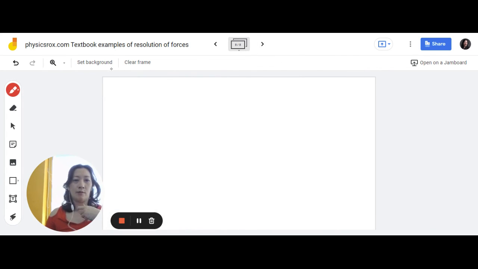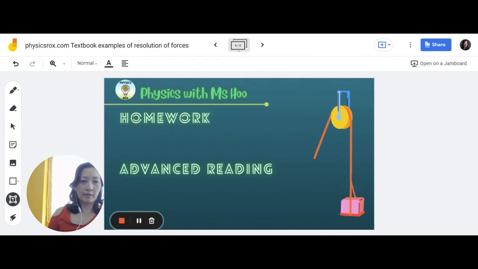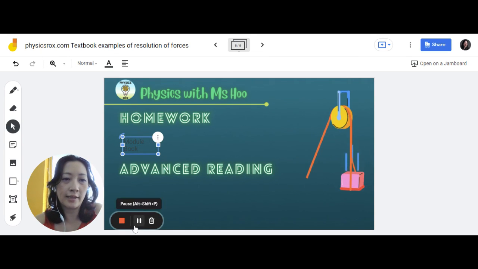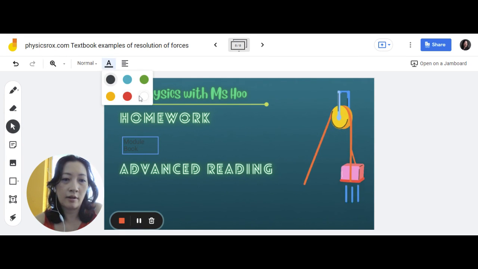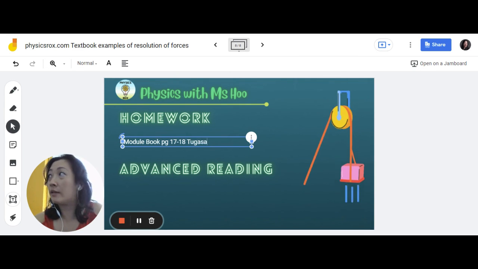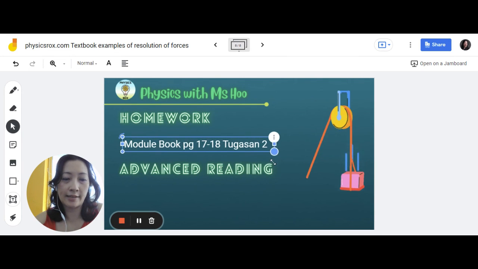I hope you found this helpful to help you solve the questions and your homework, of course. Let me give you the homework. Your homework is to do the questions in the module book. Oops, you can't see it. Let me just change the color. Module book, check what page? Page 17 to 18. Tugasan 2. And we will discuss the answers in the next lesson.